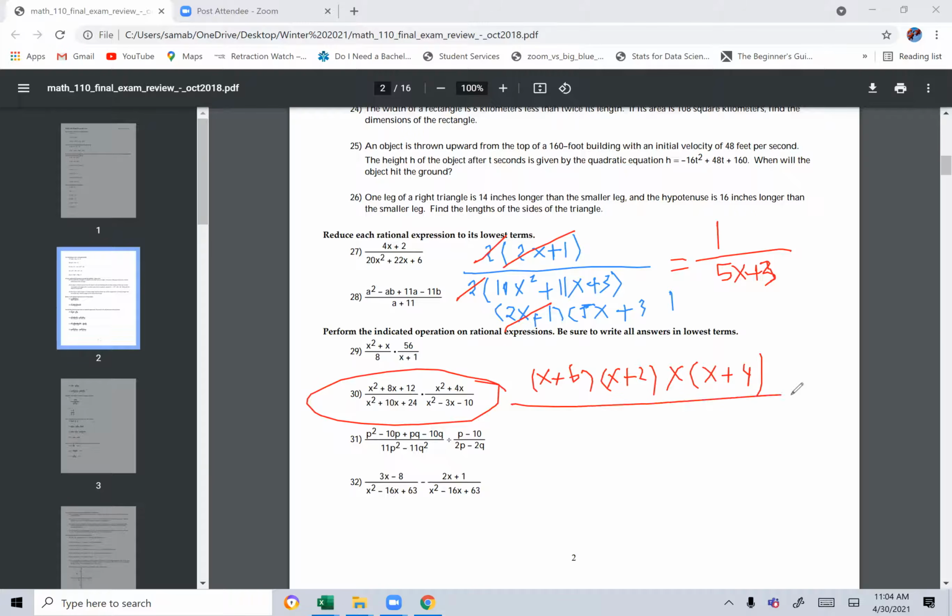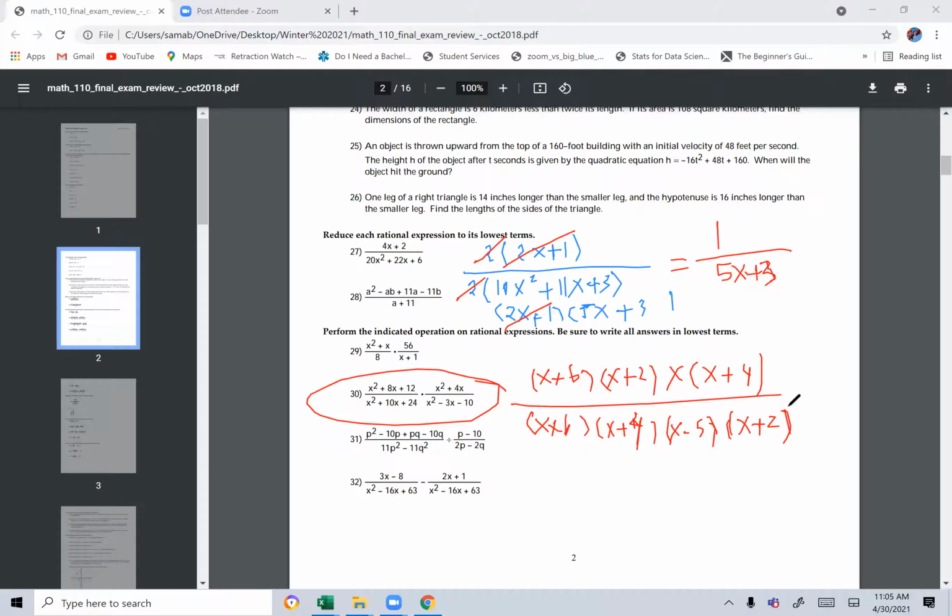Now let's go to the bottom. x squared plus 10x plus 24. Same thing, guys. Ask yourself this question. Two numbers, their product is 24 and their sum is 10. They're 6 and 4. And then x squared minus 3x minus 10. Let's see. Two numbers. Their product is negative 10 and their sum is negative 3. I think we did it earlier. So it's negative 5 and positive 2.